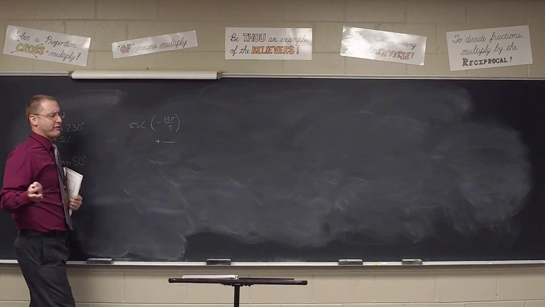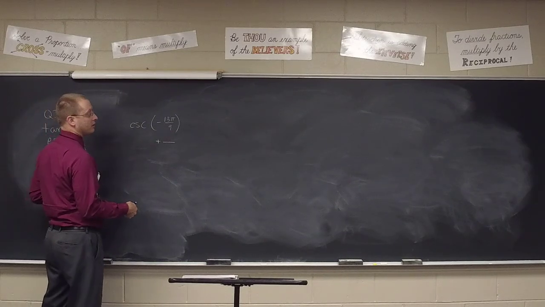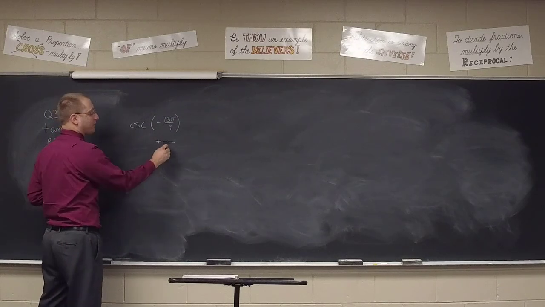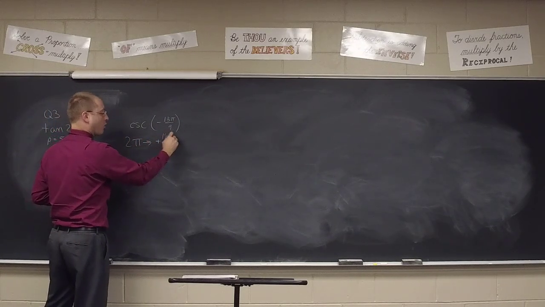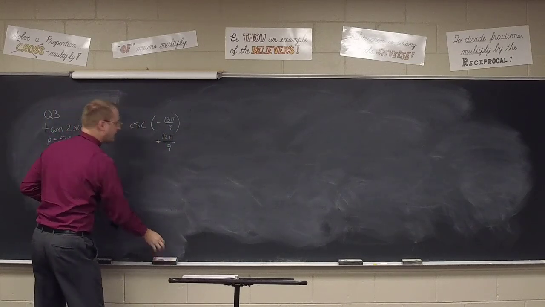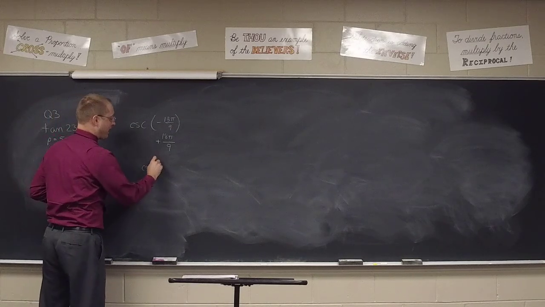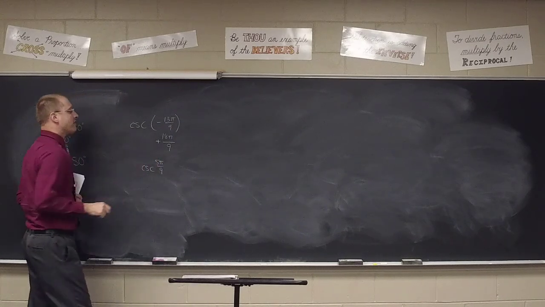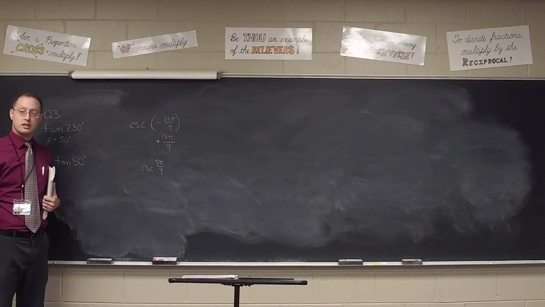I want 2 pi, but I want a denominator of 9, because you can't add fractions without a common denominator. So 2 pi is 18 pi over 9, right? I'm going to add 18 pi over 9 to the negative 13 pi over 9 to get the cosecant of 5 pi over 9. And then the question comes, what quadrant is this in?